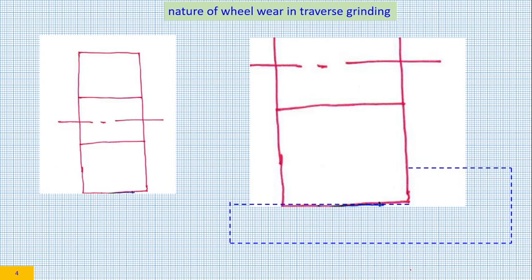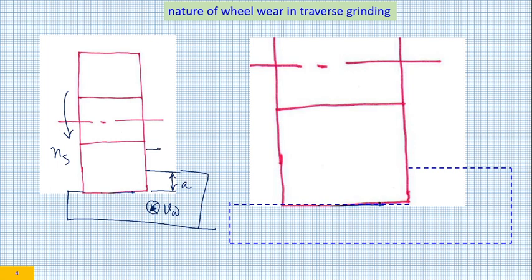Before that, before calculation of that, we would like to say nature of wheel wear in case of traverse grinding. In case of traverse grinding, this is the same color, I will take a different color. In case of traverse grinding, this is the workpiece which is reciprocating with VW. This is NS. This is your A. And please recall, after each pass, this moves in this direction by the amount of cross feed.